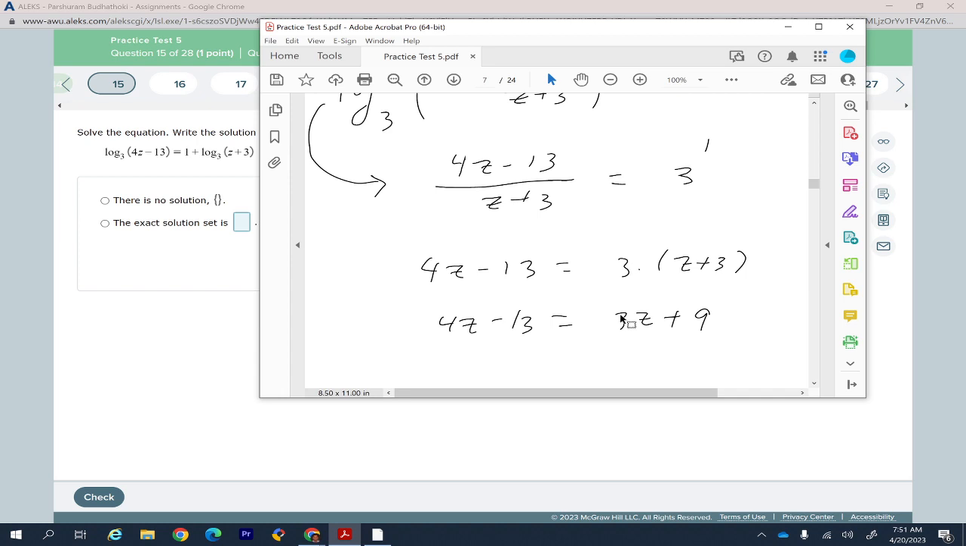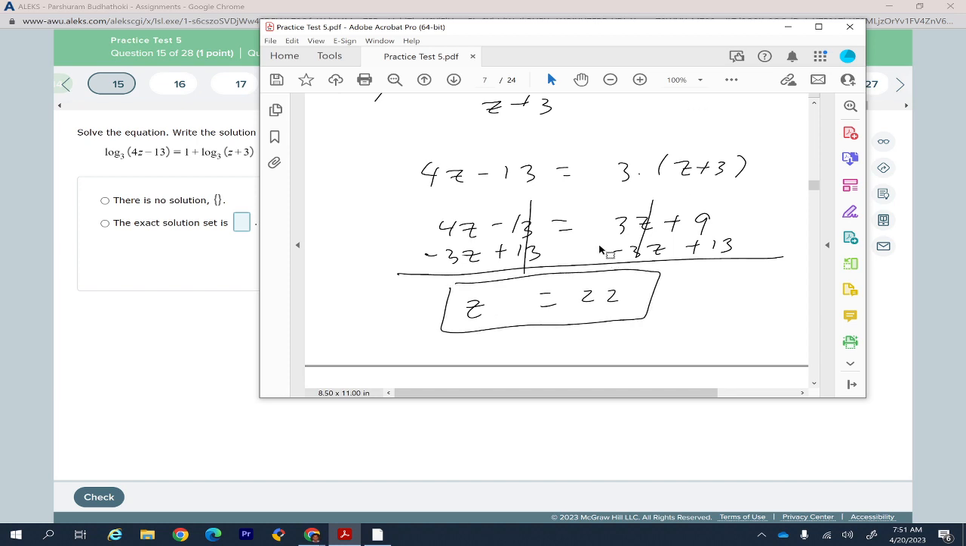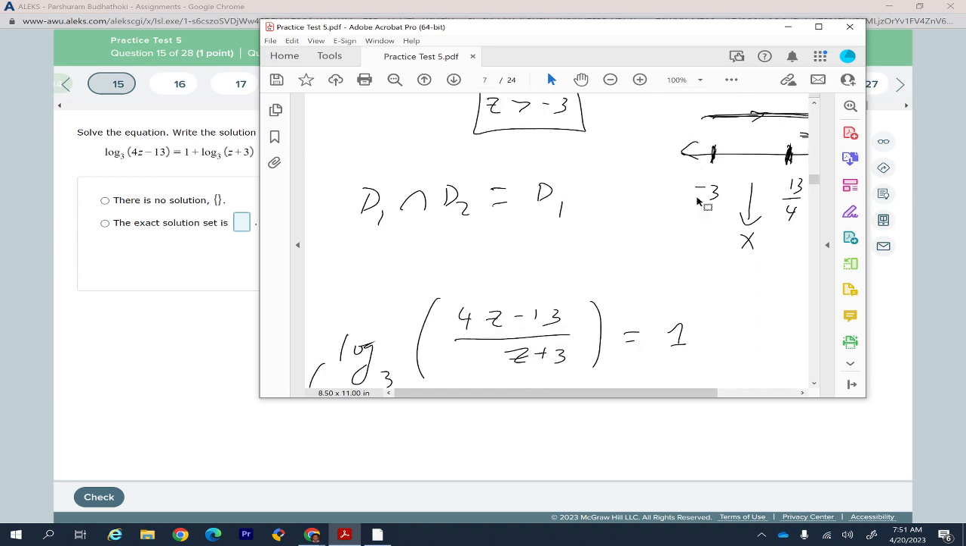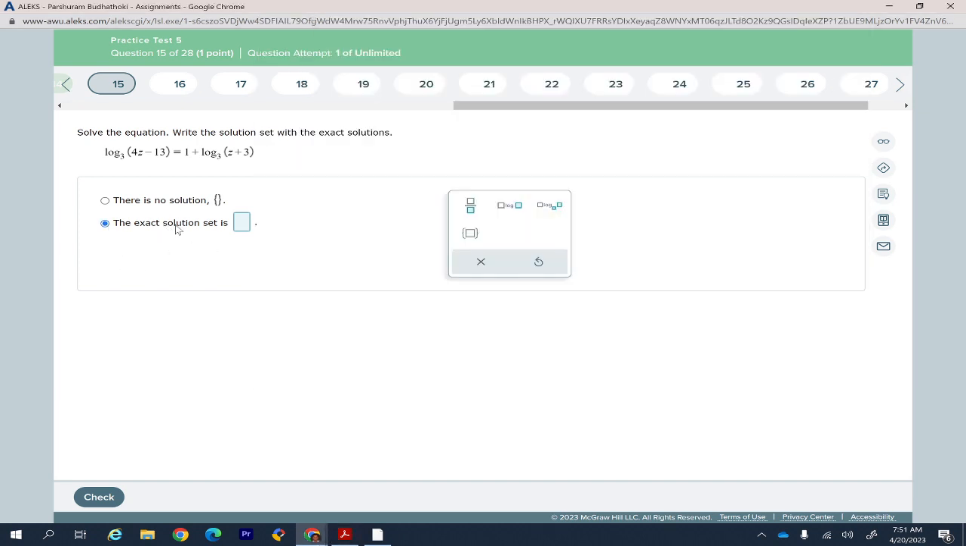Okay, so bring this 3z to the other side, subtract 3z, and then add 13. By doing that, this one gives you z, this one cancels out, this one cancels out. 13 plus 9 is 22. So z is equal to 22. And now you go back and check your domain. The domain has to be greater than 13 over 4, and yes, this 22 is greater than 13 over 4. So the exact answer, the solution set, is 22.